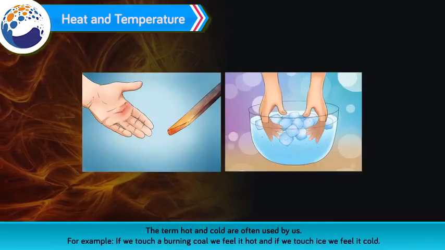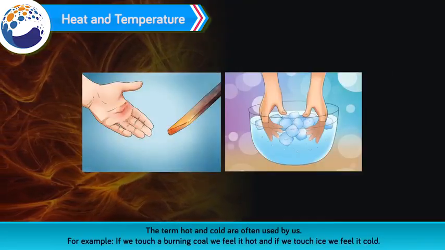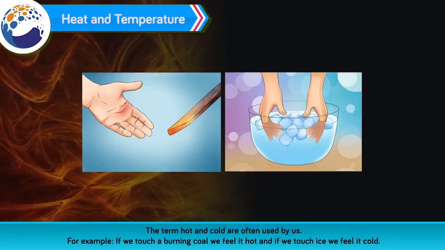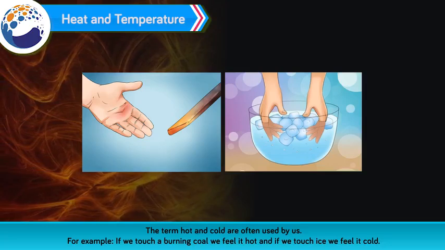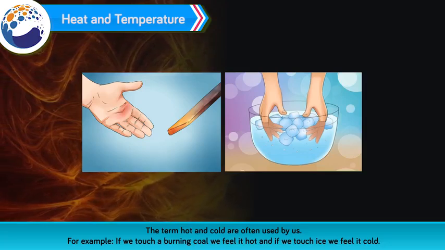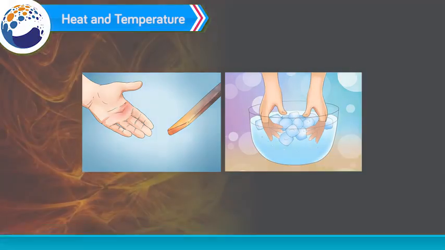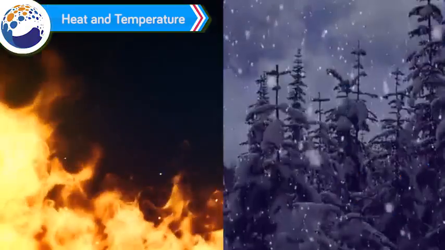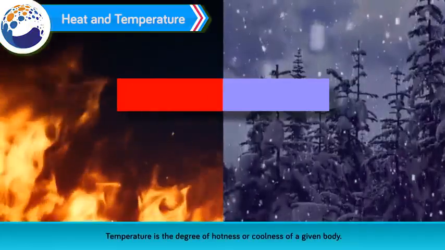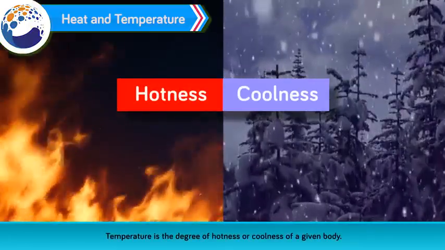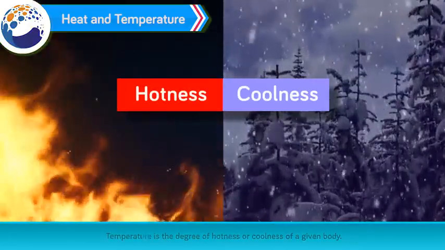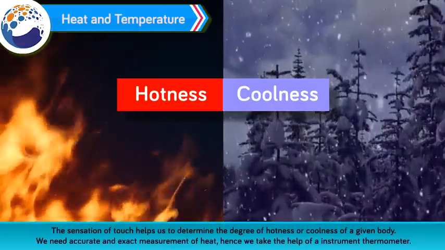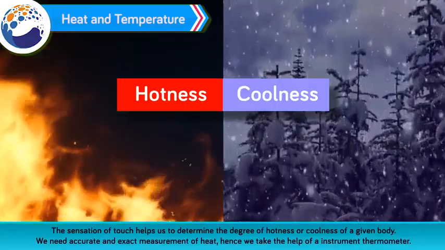The terms hot and cold are often used by us. For example, if we touch a burning coal, we feel it hot, and if we touch ice, we feel it cold. Temperature. Temperature is the degree of hotness or coolness of a given body. The sensation of touch helps us to determine the degree of hotness or coolness of a given body.